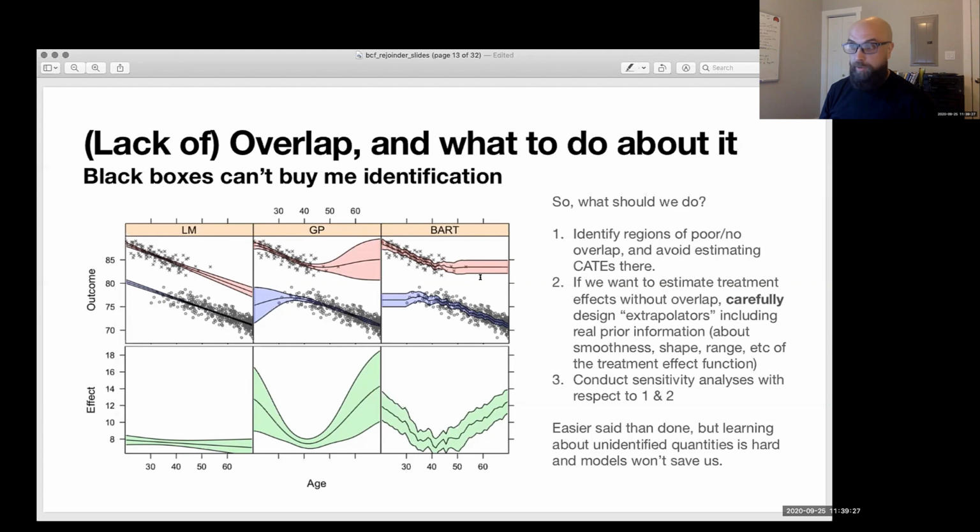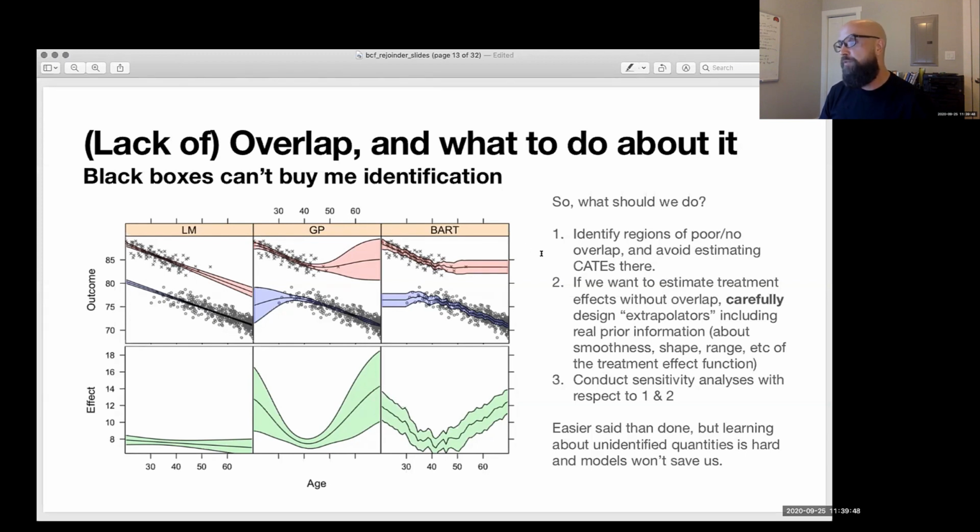On the other hand, I totally agree that there are cases where we might want to try to estimate treatment effects in areas where we have poor or no overlap. And then the question becomes, what do we do? Whatever we do, I think we need to do it carefully. And the way that I would think about this problem is formally thinking about it as a problem of partial identification or just complete non-identification, depending on what you're willing to assume about that function.